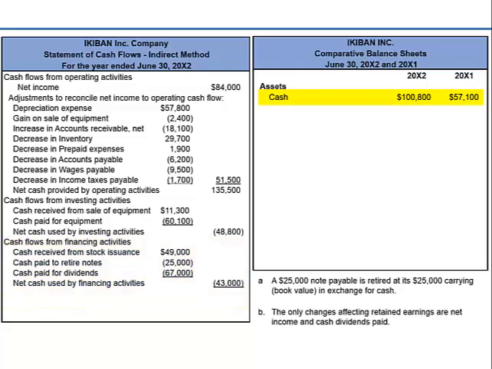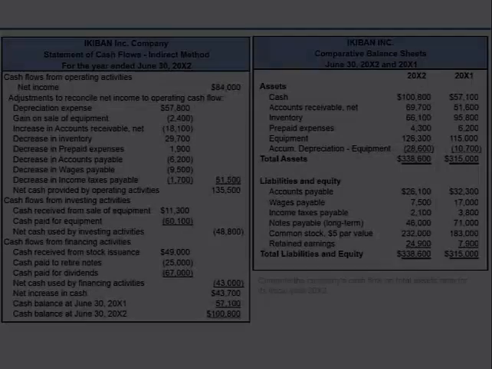The only account remaining is the cash account itself. The net increase in cash, according to the statement of cash flows, is $43,700. When we add this increase to the beginning balance of cash, $57,100, it agrees with the ending cash balance, $100,800. The statement of cash flows is complete.